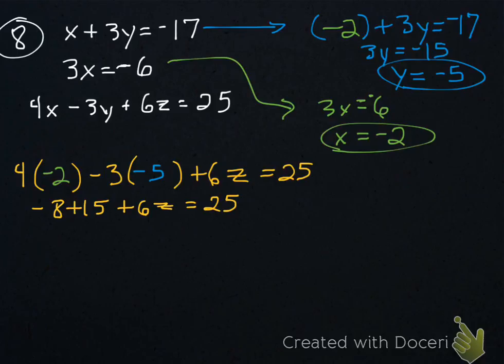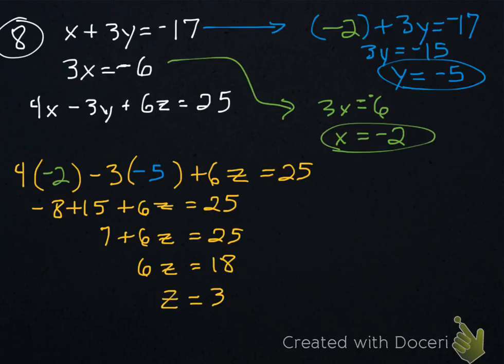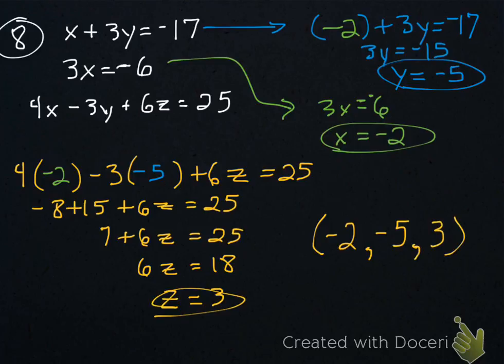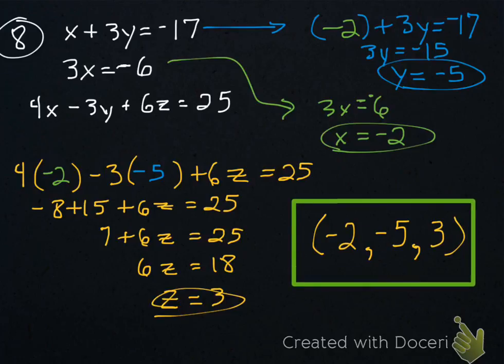Okay, negative 8 plus 15. Well, that's going to be a 7, right? So I have 7 plus 6z equals 25. Move that 7 to the other side. I have 6z equals 18 because we subtracted the 7. Divide by 6 and I get z equals 3. So now my full answer: x is negative 2, y is negative 5, z is 3. And this is the complete answer for number 8.